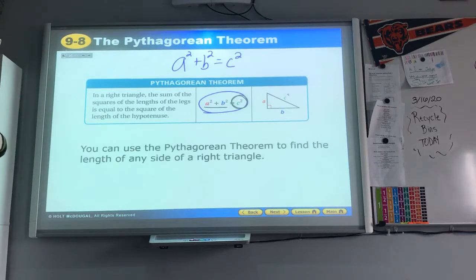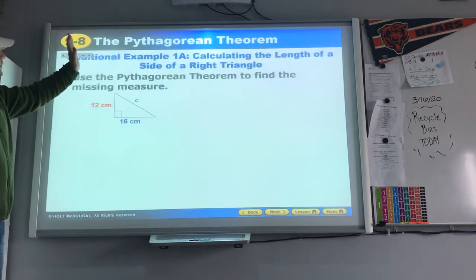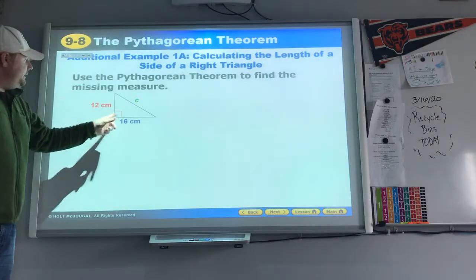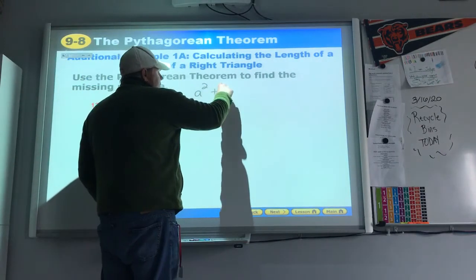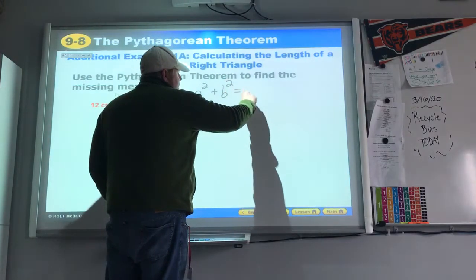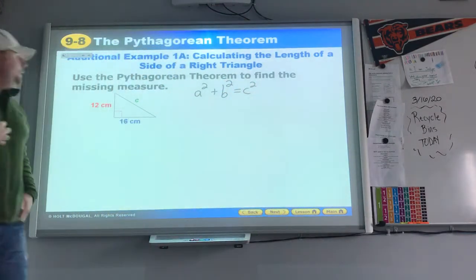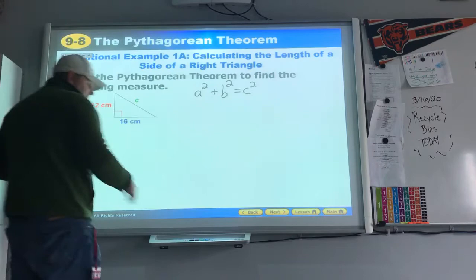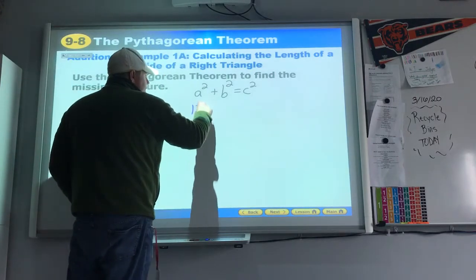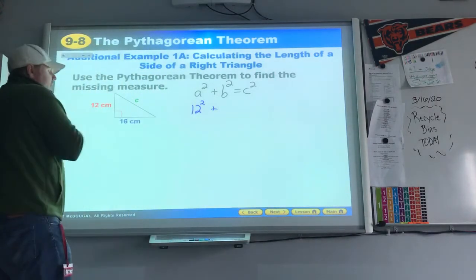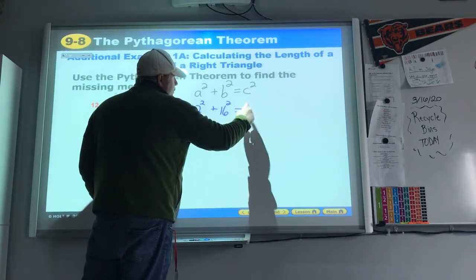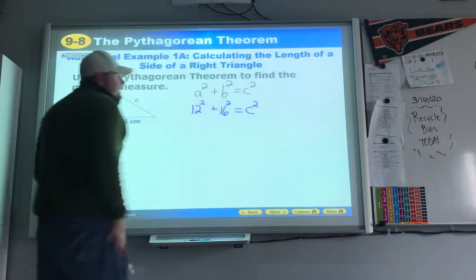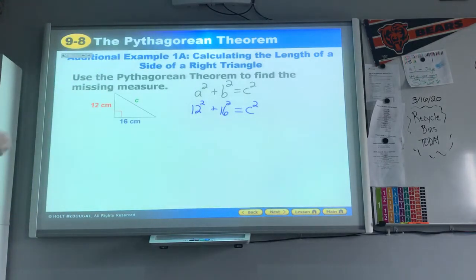You can use the Pythagorean theorem to find the length of any side of a right triangle. Here, leg, leg, hypotenuse. We want to use our A squared plus our B squared equals our C squared. Plug in the numbers. I could have 12 squared plus 16 squared equals C squared.